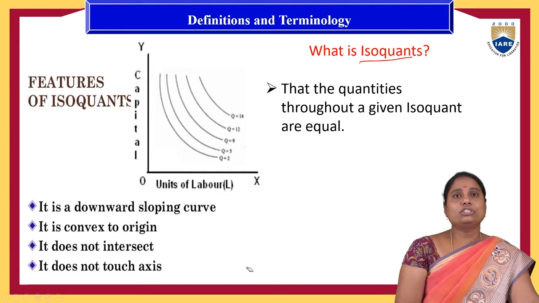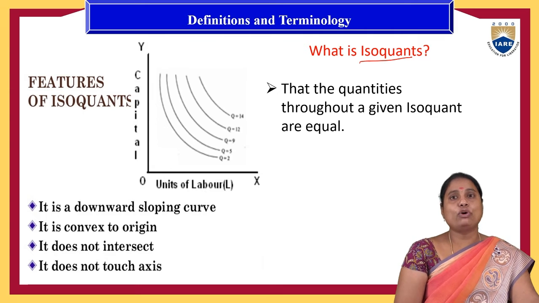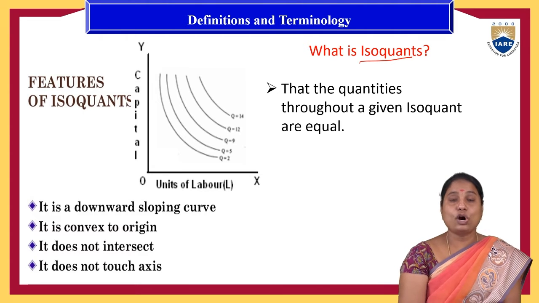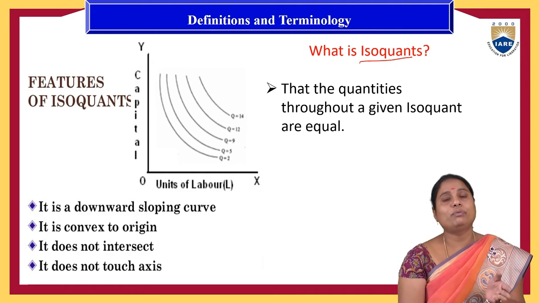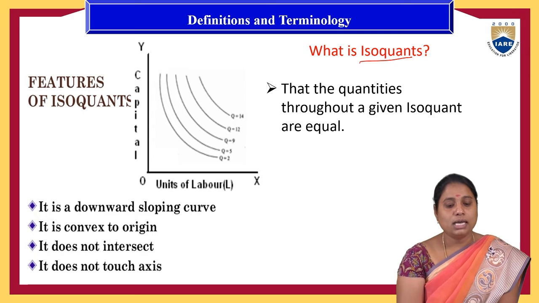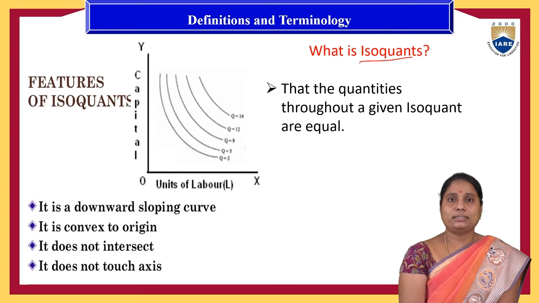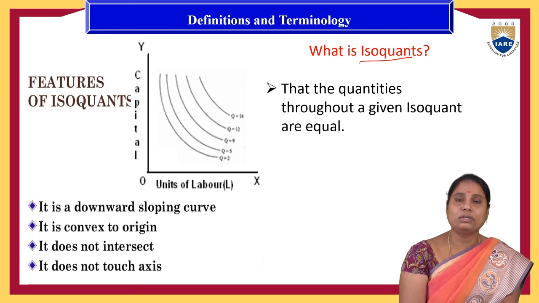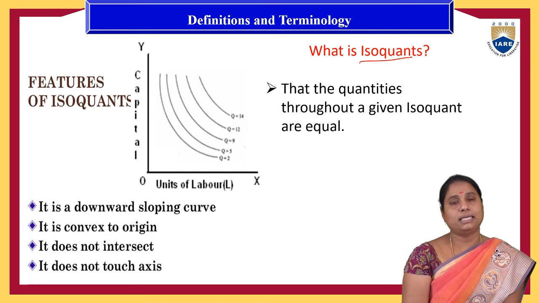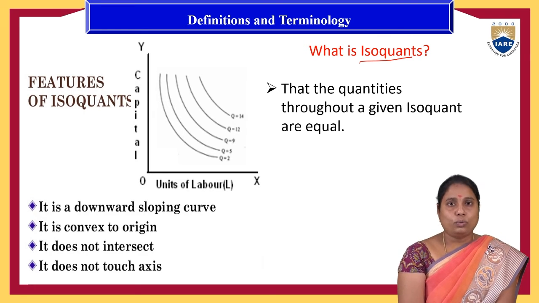If we see the features of isoquants, it is a downward sloping curve and convex to the origin. It does not intersect, because it replaces one variable with another variable, and it does not touch the axes because there is no chance of any of the input levels becoming zero. That is the isoquant.